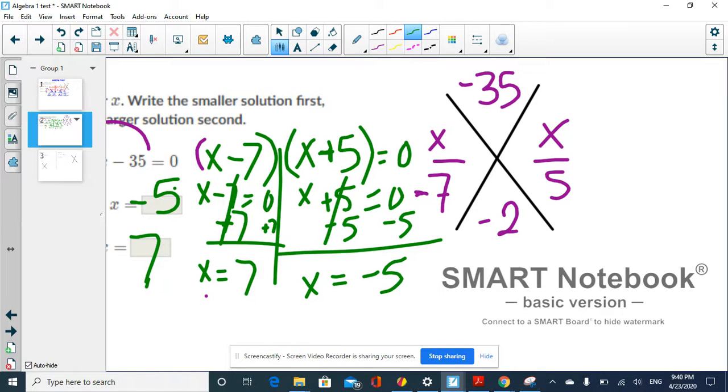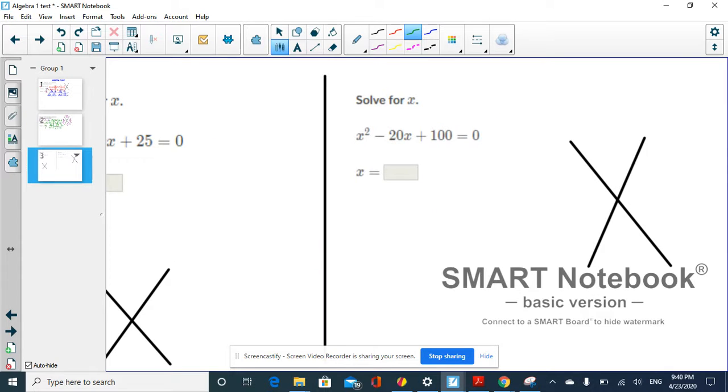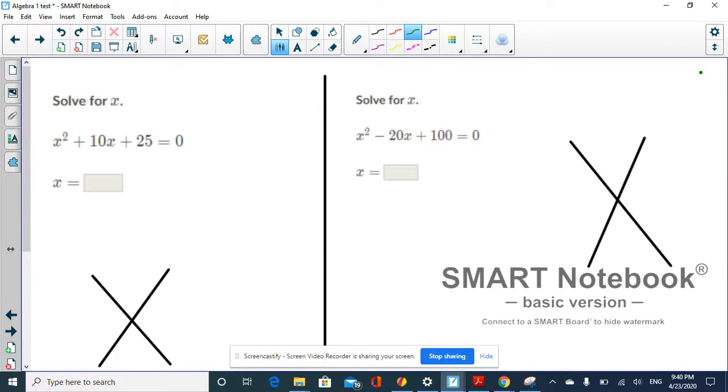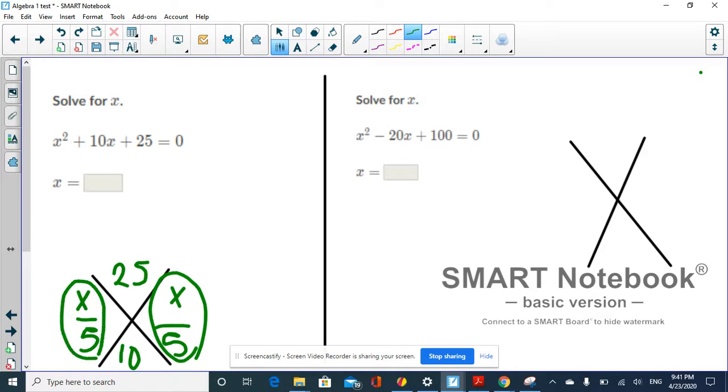Okay, let's see another example that you may find in your test. Solve for x. It's the same. Solve means you will factor to find the number because you have x squared and x. 25 and 10. The two numbers, if you multiply, give you 25. 5 times 5. And the variable here is x. If you look here, you will find the two factors are the same. That means you have only one solution.